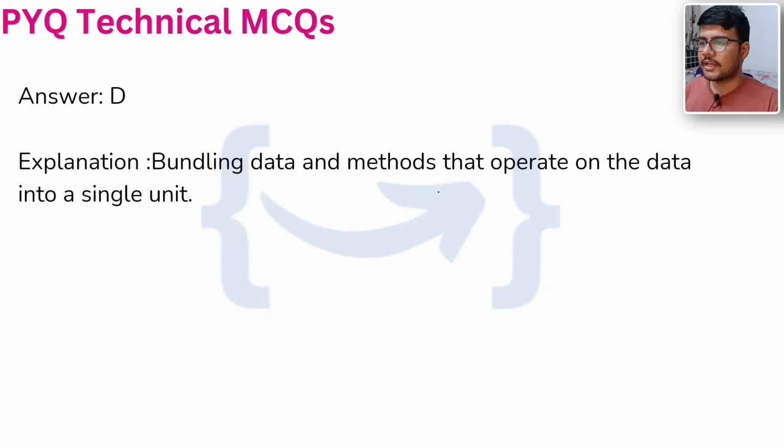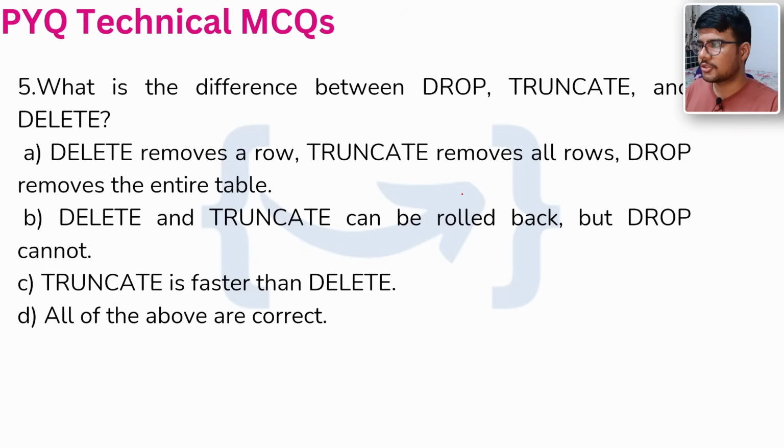Building data and methods to operate a single unit is the right option. What is the difference between drop, truncate, and delete? Delete removes a row, truncate removes all rows, drop removes the table. Great. Delete and truncate can be rolled back, but drop cannot. So yes, D is the option.